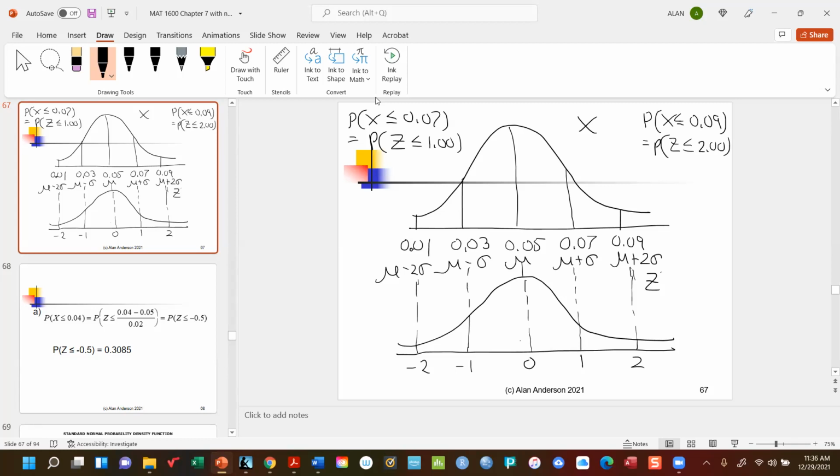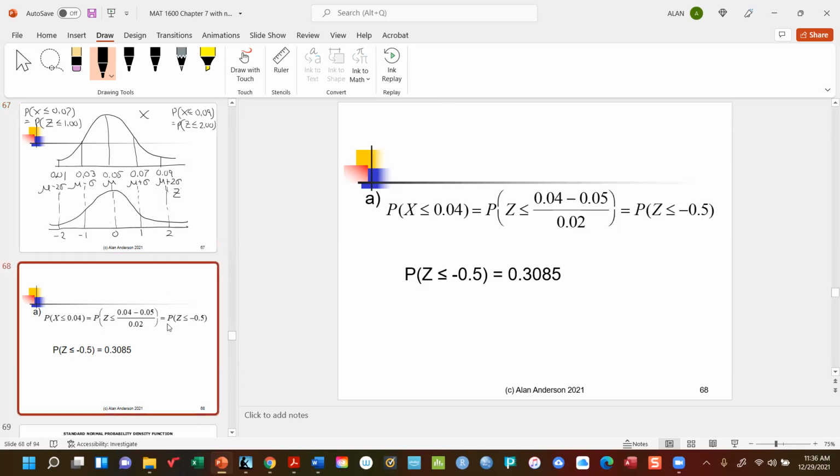And again, to me, the best analogy for this is converting from Fahrenheit into Celsius. It's the same information with different units. But the table is based on the standard normal. So this is why this is necessary, because otherwise you will not be able to use your tables. You can go to the table and look for 0.07, but it won't be there. But 1.0 will be there. Okay, so that's why we need to do this. Once that's done, the rest is very simple.